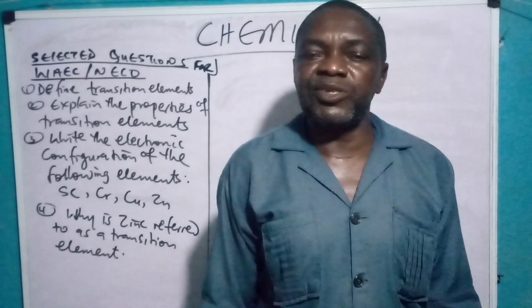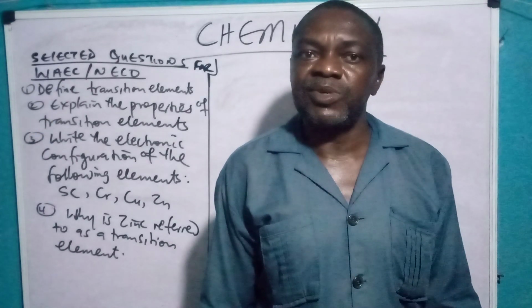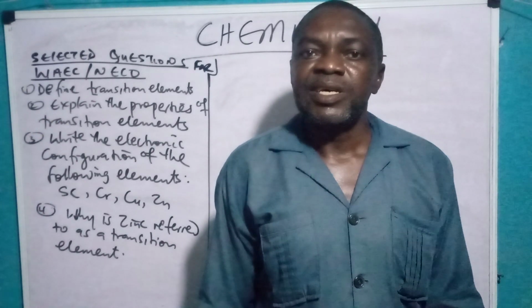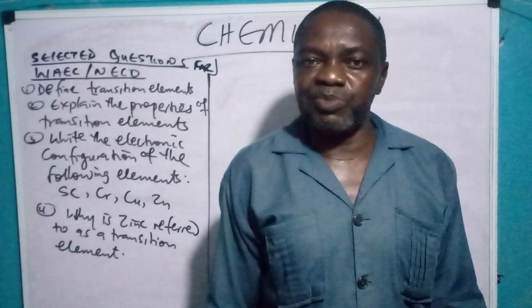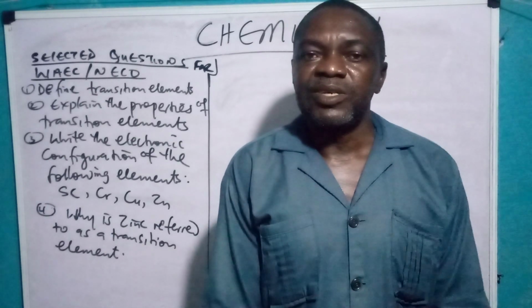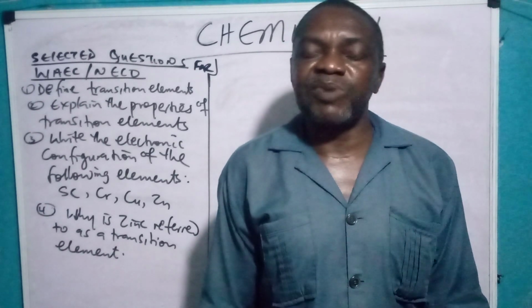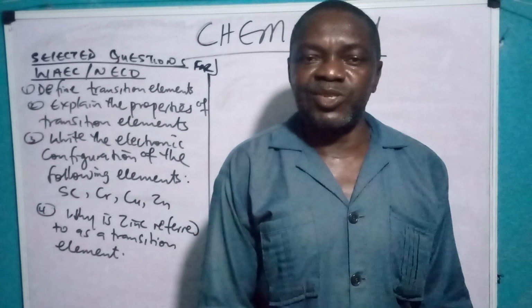For number 1, hydrogen with atomic number 1 to calcium with atomic number 20. All those are referred to as s and p block elements. They are not transition metals or transition elements. As we leave number 20, which is calcium, the first one is scandium. Scandium to zinc, those are the transition metals.